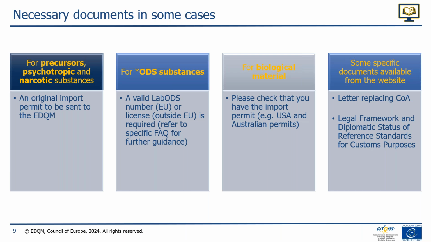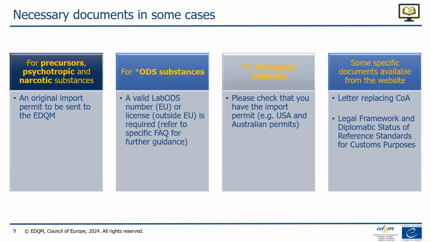For biological materials, especially in the US and in Australia, please ensure you have the correct import permits as regulations are becoming stricter. And you can find other documents on the website. The first one is a letter replacing the certificate of analysis. And the second one is a legal framework and diplomatic status of reference standards for customs purposes.